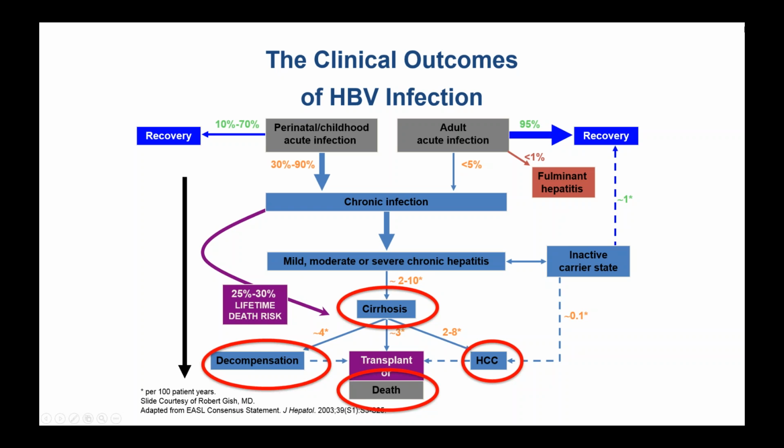So the clinical outcomes of hepatitis B infection, as we had mentioned before, in the endemic areas: exposure at birth or in childhood is highly prevalent and goes on to chronic infection in a majority of the cases. Chronic infection leads to chronic inflammation and hepatitis, which can progress to cirrhosis and the development of decompensation or complications from cirrhosis, development of liver cancer or HCC, which stands for hepatocellular carcinoma, as well as death.